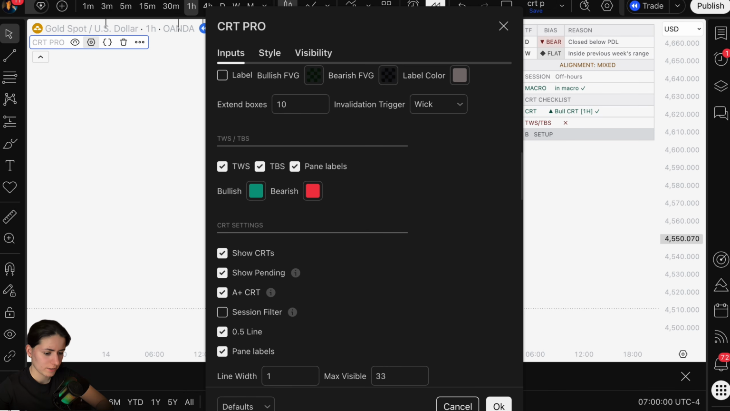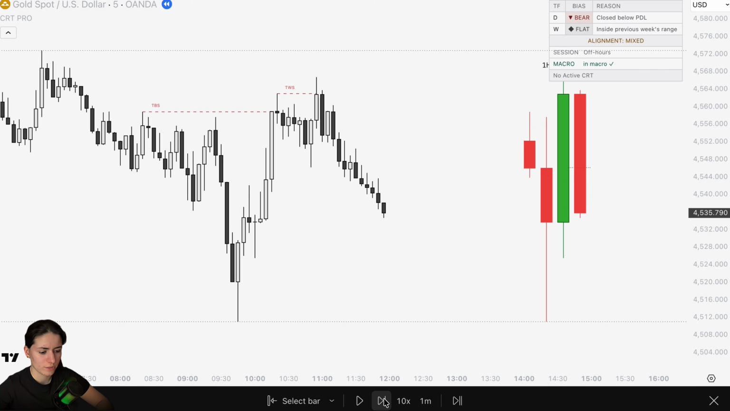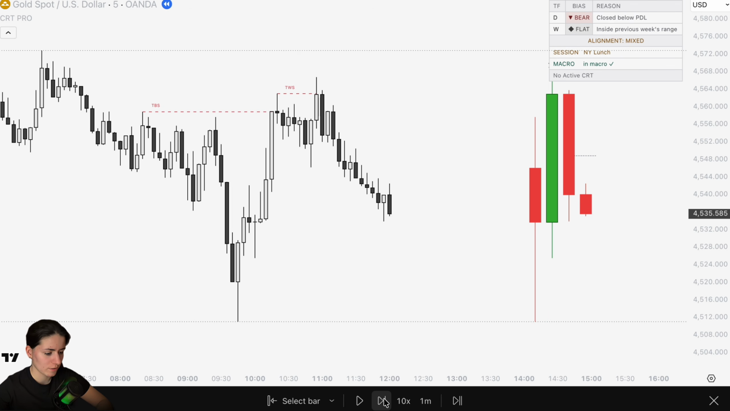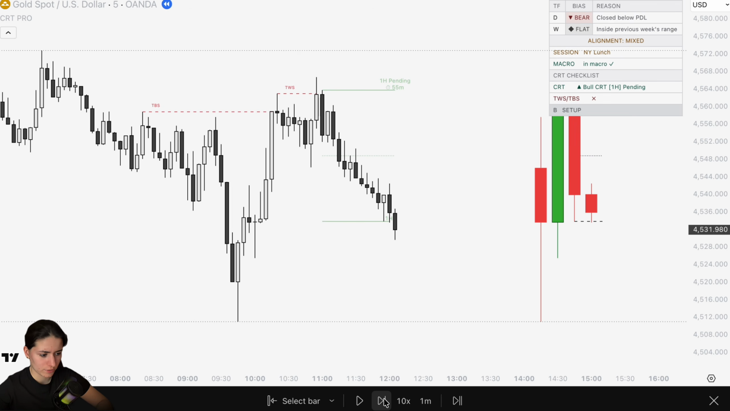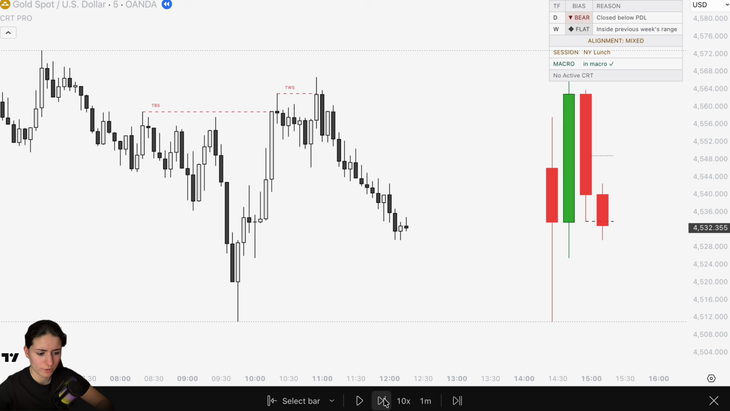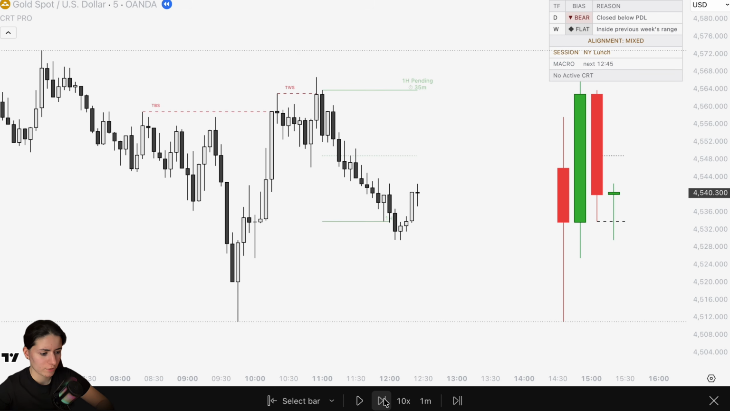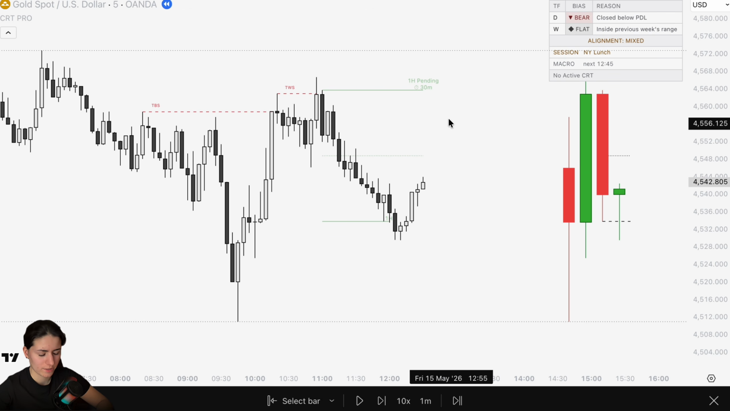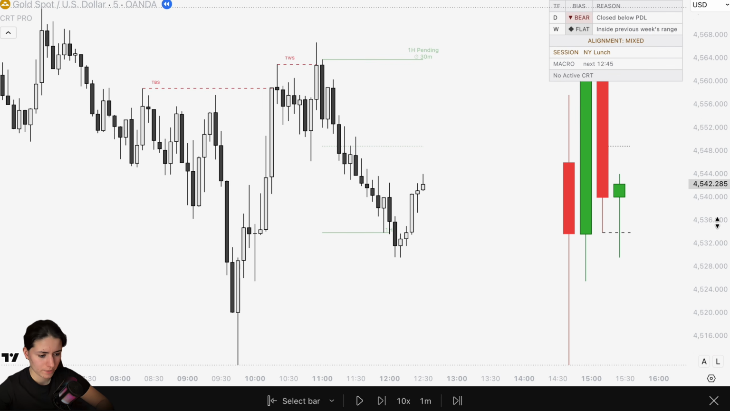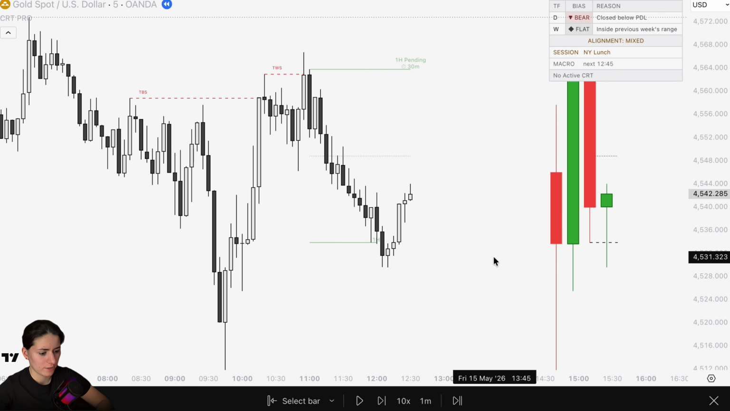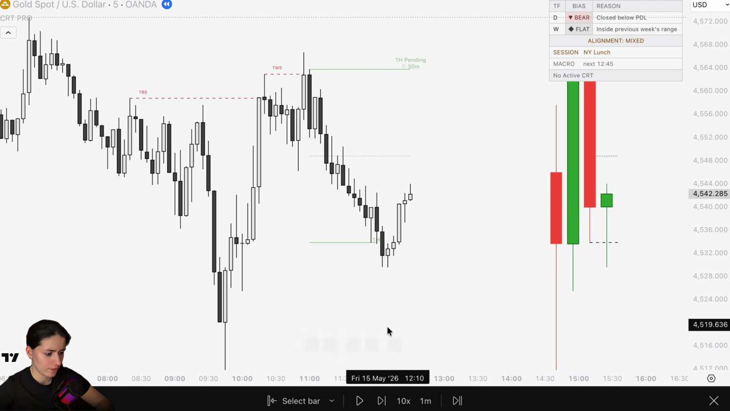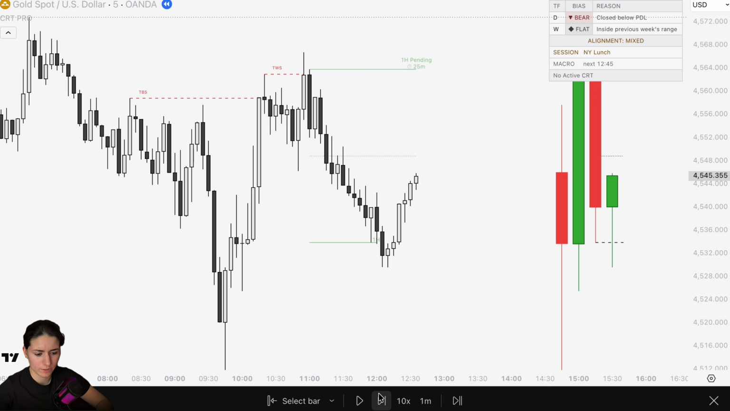But pending CRT is different. This is for models where the second candle is still forming. It hasn't closed yet, so the pattern isn't fully confirmed. The indicator shows you this in advance, so you can prepare, but keep in mind, until that candle closes, the setup can still invalidate. Think of pending CRT as an early heads up and show CRT as a confirmed signal.